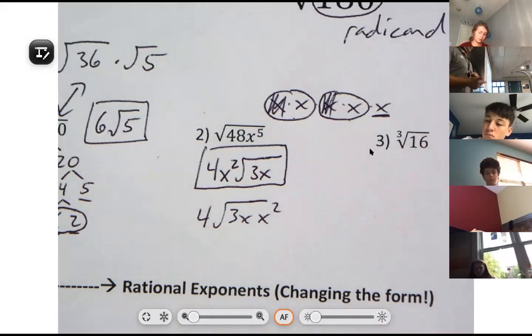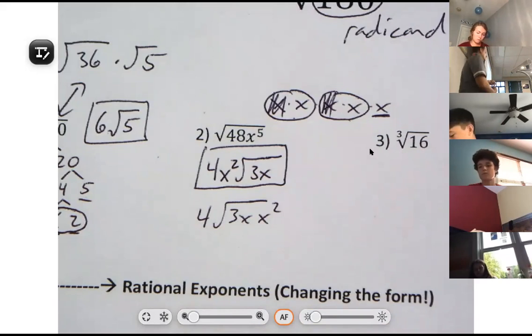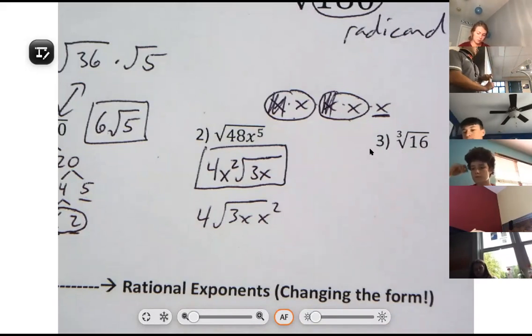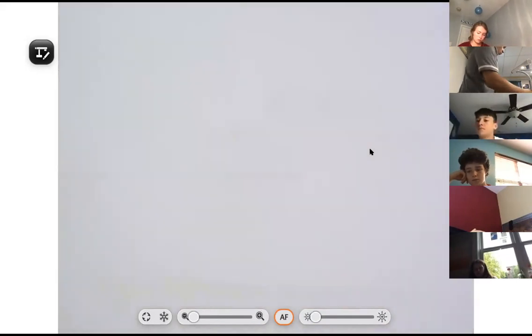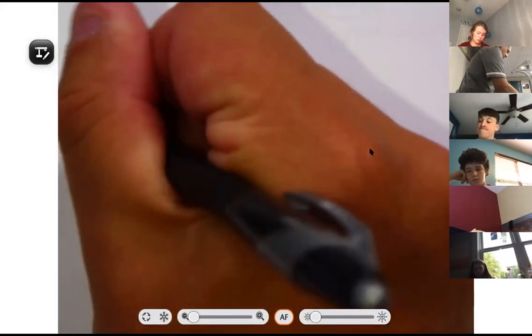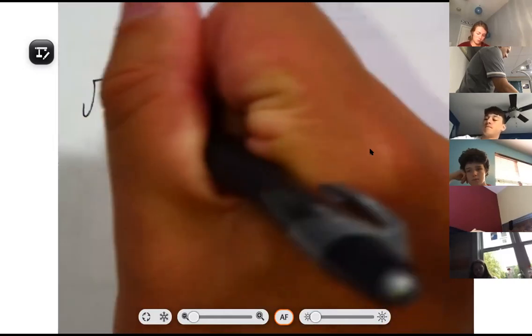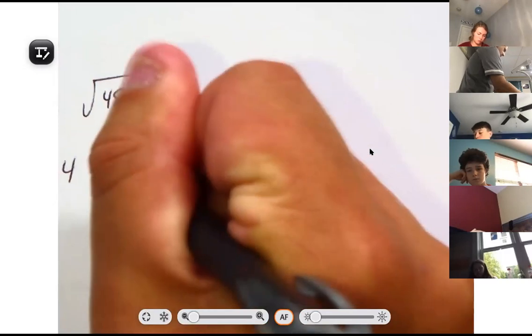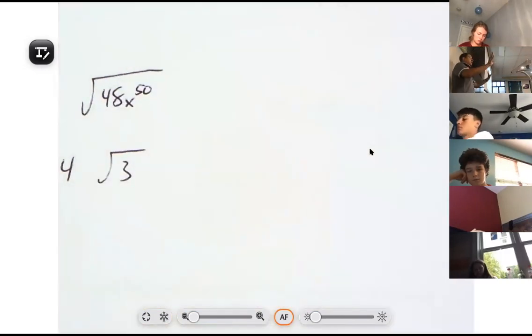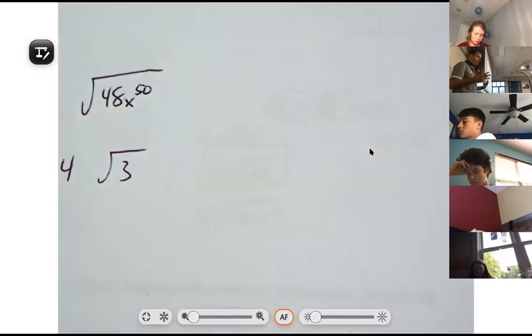Now here's the deal. On a test or a quiz, I am highly unlikely to do x to the fifth or x to the third. I am much more likely to do x to the 50th, okay? I am much more likely to have you guys do x to the 50th or x to the 51st. So my question to you, how would we do it if they were, well, let's back up. What could you do? Technically, what could you do?